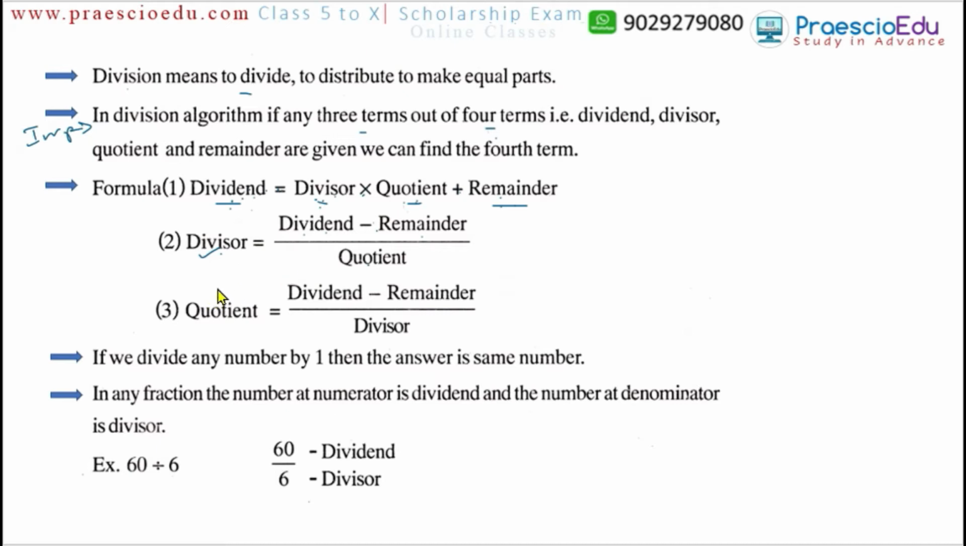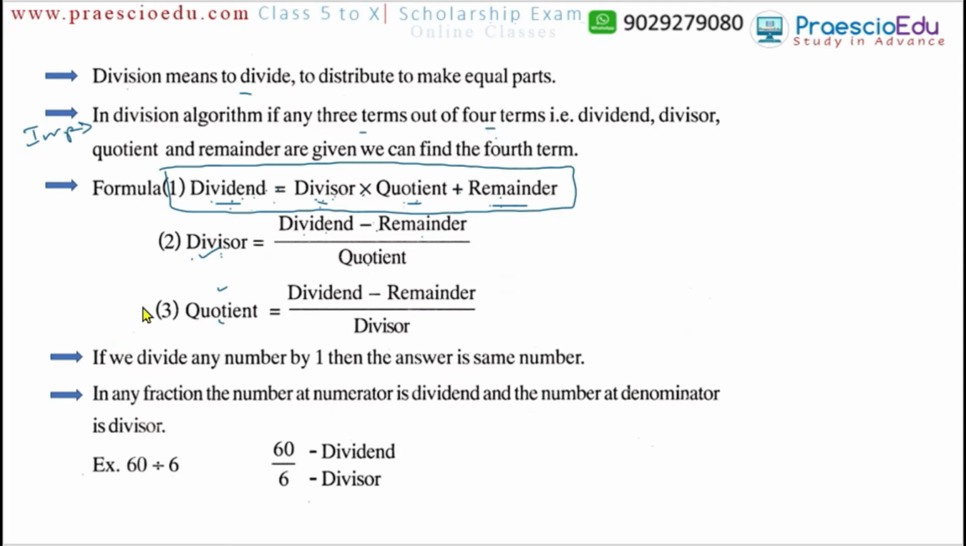Similarly, we can find the formula for the quotient: the remainder subtracted from the dividend, divided by the divisor. So if the quotient is unknown, we can find it from this formula. If the divisor is unknown, we can find it from the other formula. But the main formula is this one. This is very important, so students, please remember this formula.